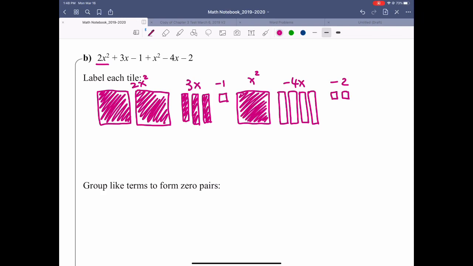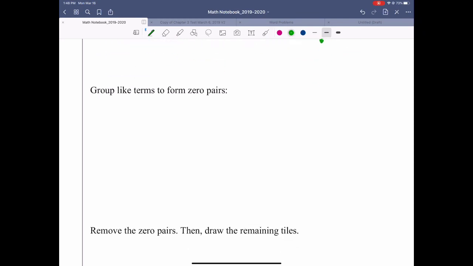All right, group like terms to form zero pairs. What can cancel with what? So let's sort out everything. Now black and white can cancel. So you can say I have 3 black rectangles. I have 4 white rectangles. I can cancel 3 of them. What's left over would be 1 negative rectangle. Okay? Is there anything else I can actually combine?